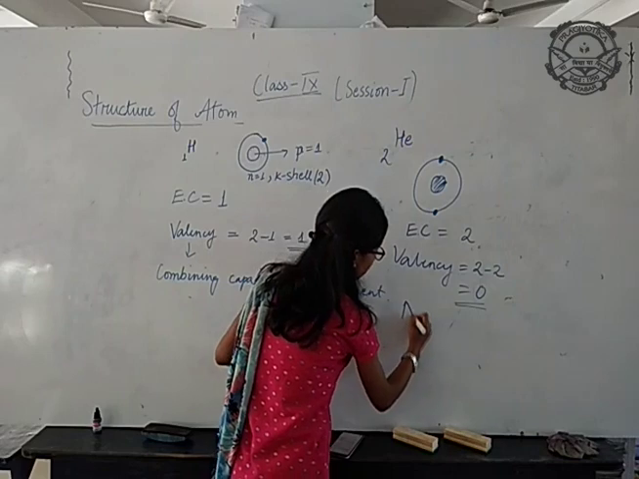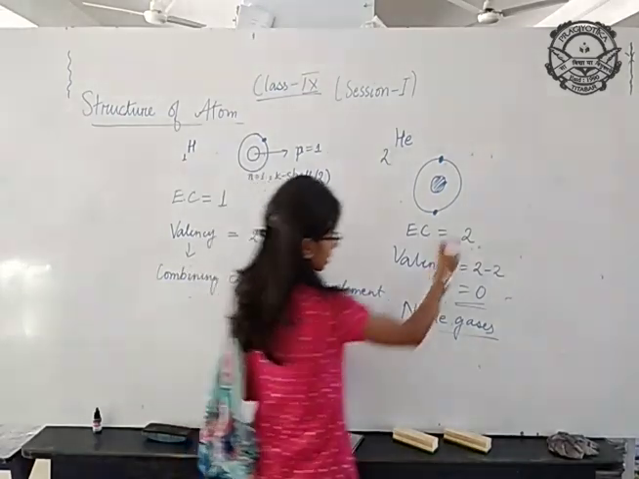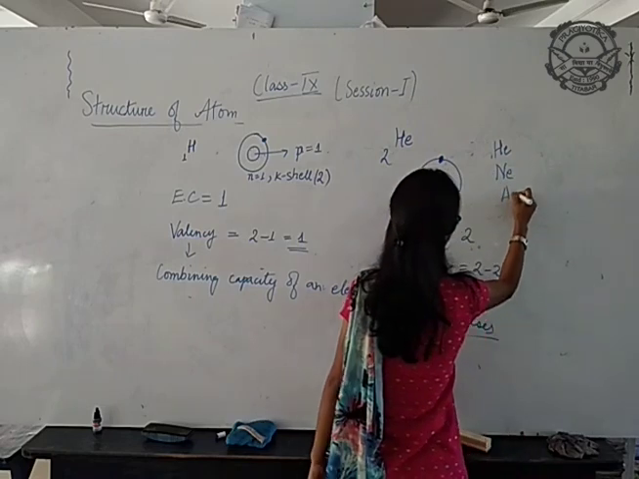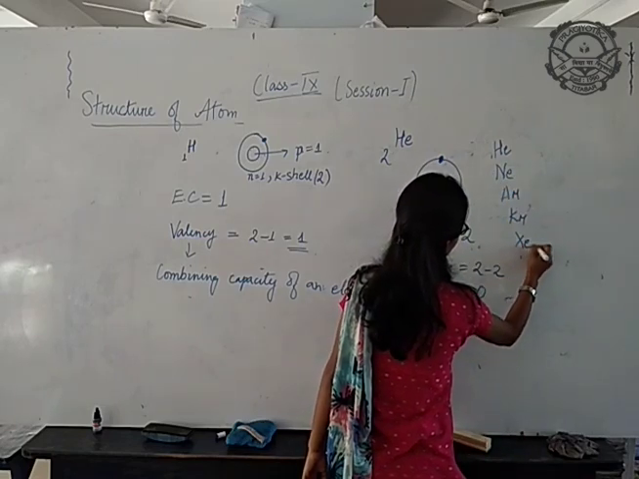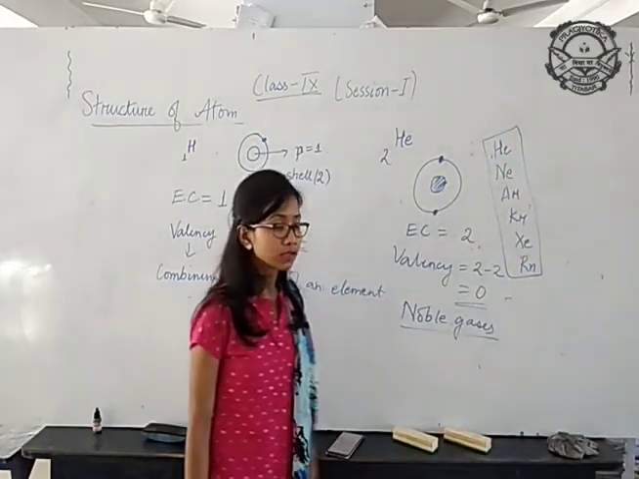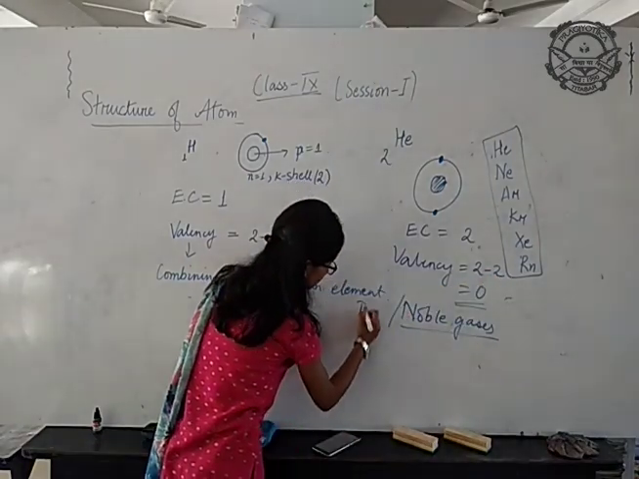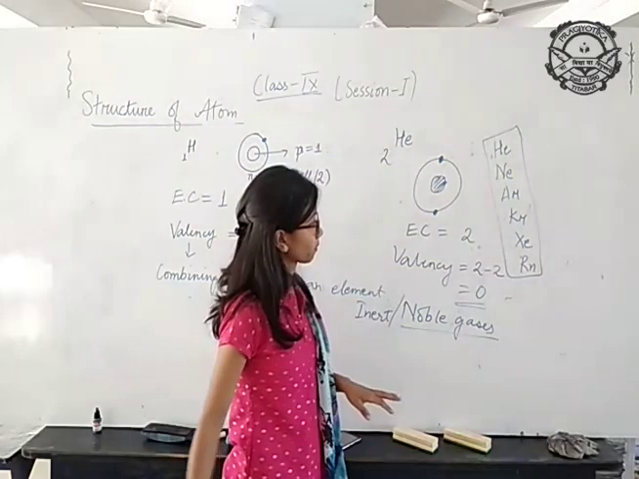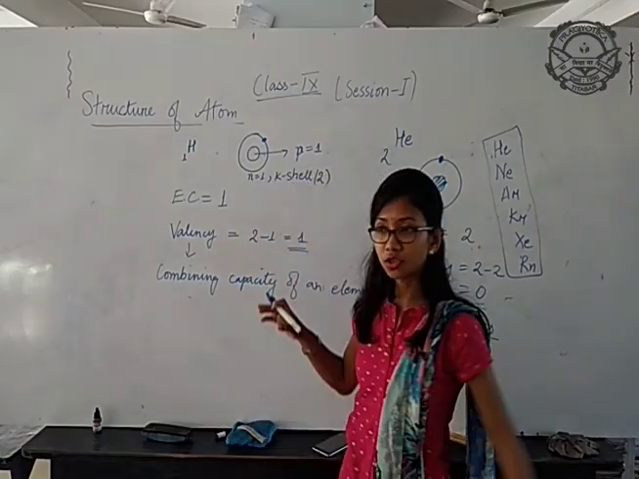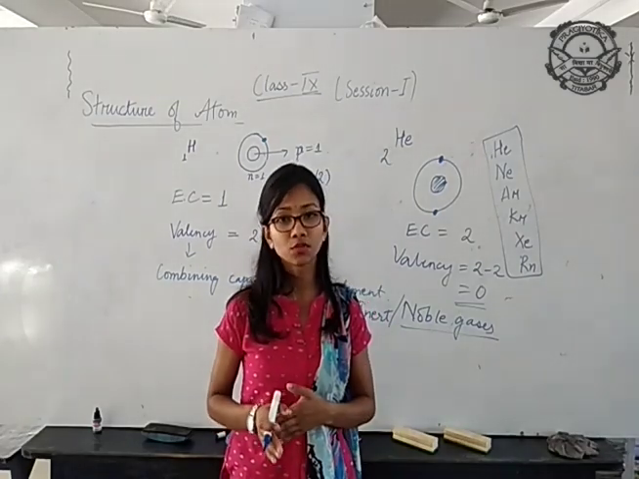The elements which have 0 valency are known as the noble gases. These are helium, neon, argon, krypton, xenon and radon. These are the elements which have 0 valency and are termed noble gases, or they are also known as inert gases. So I will conclude with this. In the next session we will discuss the other elements from atomic number 3. Thank you.